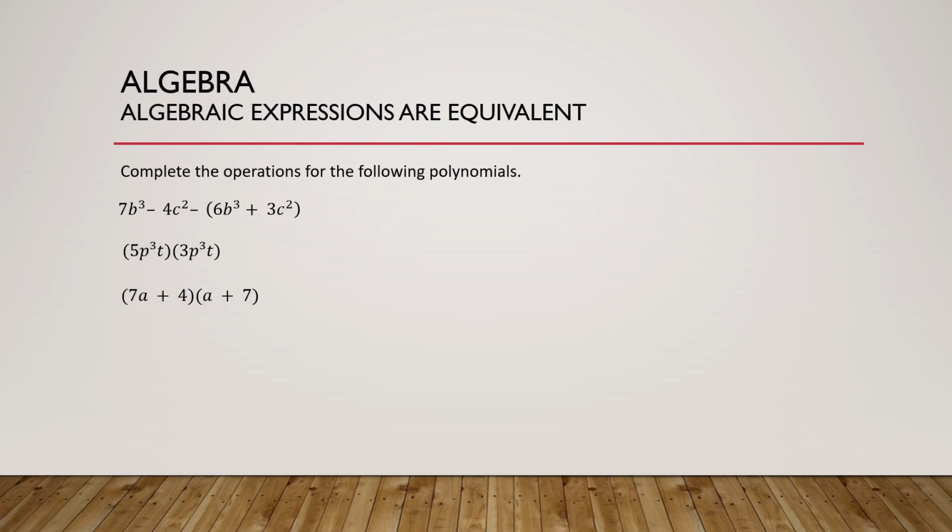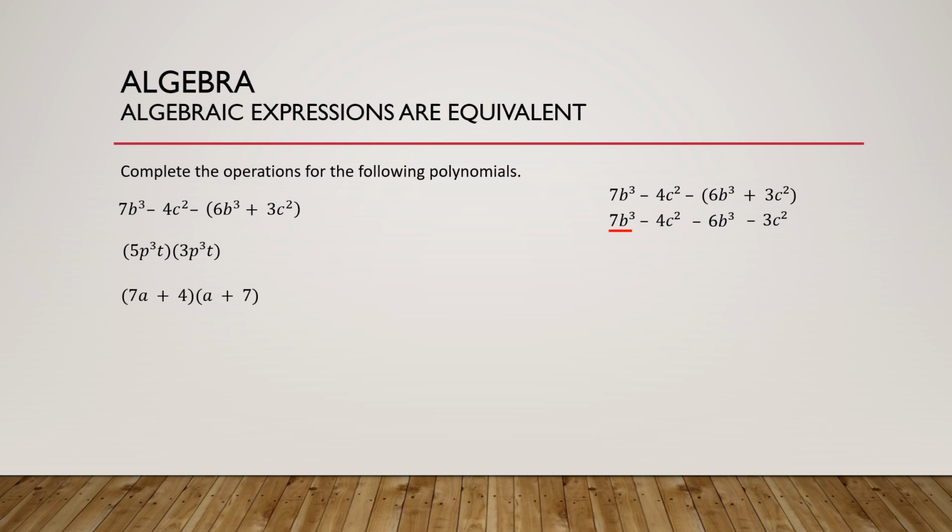Complete the operations for the following polynomials. This first problem, 7b cubed minus 4c squared minus the quantity of 6b cubed plus 3c squared, only contains addition and subtraction operations. So all we can do is combine like terms. First though, we will work the parentheses. The negative sign outside the parentheses will apply to both terms inside. So minus the quantity of 6b cubed plus 3c squared is minus 6b cubed minus 3c squared.